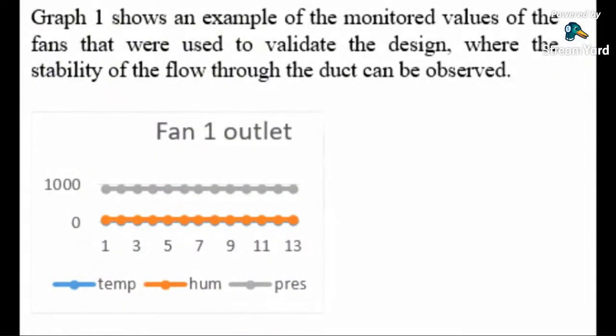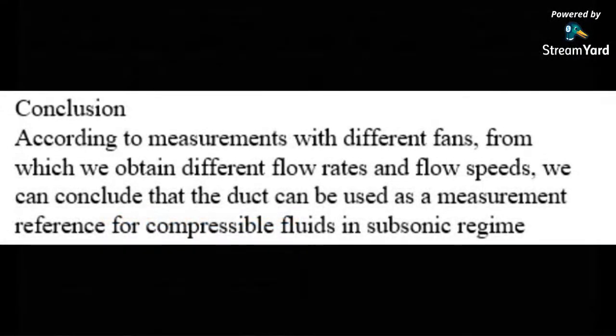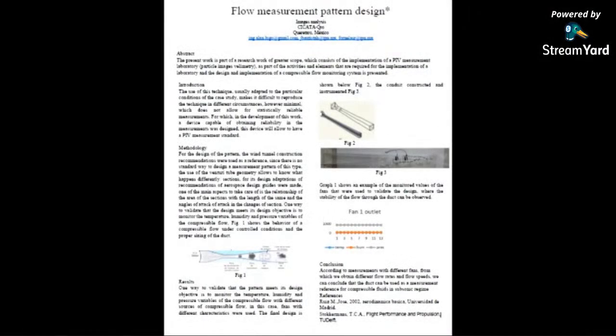To evaluate the correct operation of this measurement pattern, it was carried out using 5 fans with different flow rates and different speeds. The results of these measurements, shown in the graph, show a stable and controlled behavior of the fluid through the venturi duct. As a conclusion, we can affirm that this design can be used to measure reference compressible fluid in the subsonic region. Thanks.